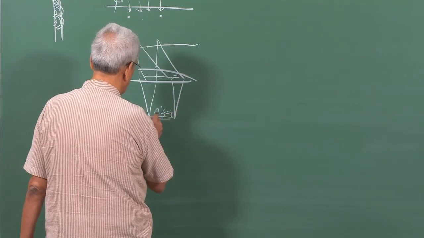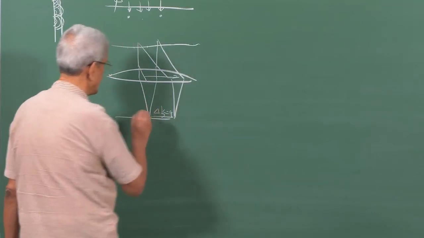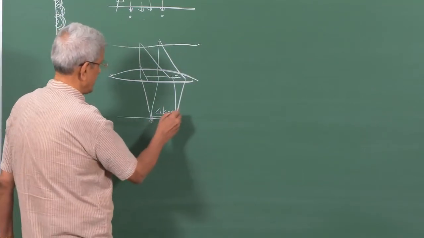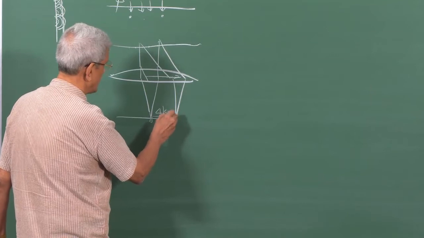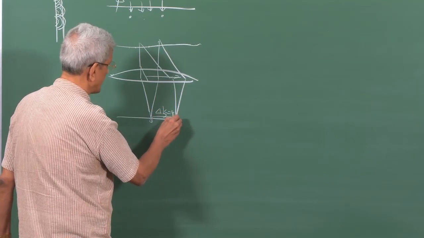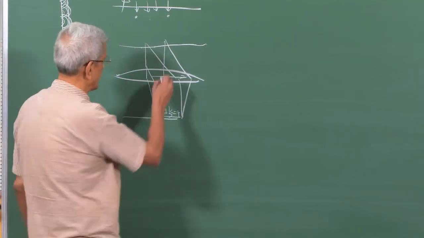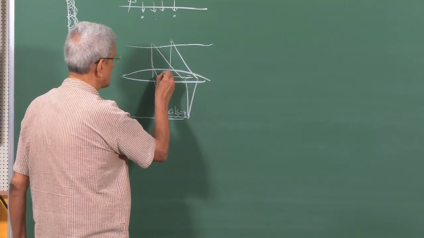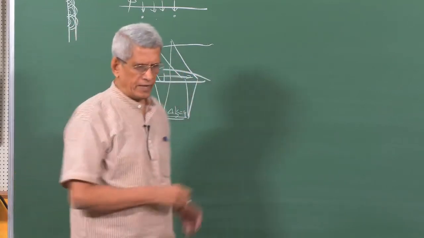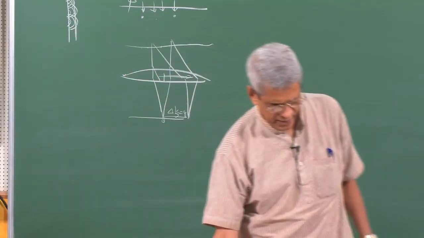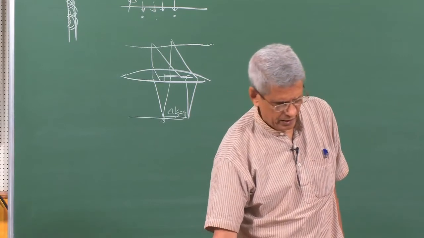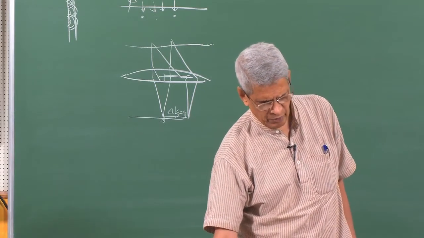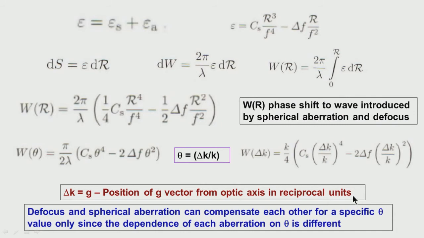Essentially, delta k equals 0 means this is the transmitted beam. For different g values, the diffracted spots will have different values of delta k. This is equivalent to the beam entering the lens at different distances from the optic axis. That is what is being taken care of here. This is the position of the G vector from the optic axis in the lens, in reciprocal units.